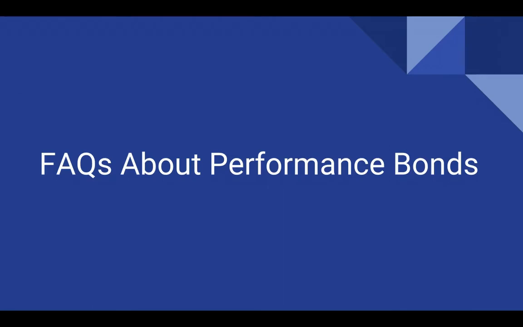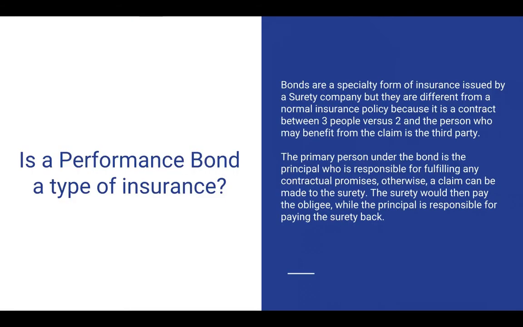Frequently asked questions about performance bonds. Is a performance bond a type of insurance? Bonds are a specialty form of insurance issued by a surety company, but they are different from a normal insurance policy because it is a contract between three people versus two people, and the person who may benefit from the claim is the third party.